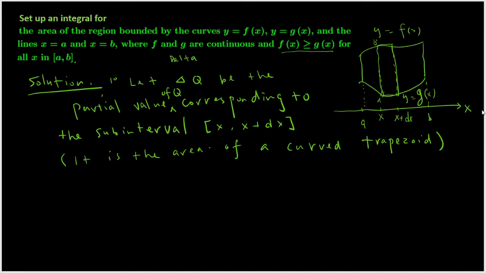Again, we are using something straight to approximate something curved. We are using the area of the rectangle as sketched to approximate the area of the curved trapezoid. We'll see what's going on. Okay, our target is to write the partial value of Q, so delta Q, approximated as a function of x times dx. Now let's see if we can do that.